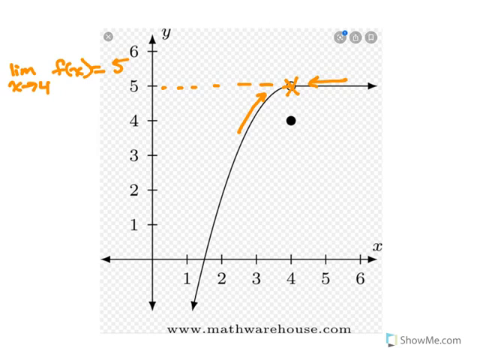Even though the function evaluated at 4 is not 5, what would it be? 4. It would be 4. It would be where we have the filled in dot. Okay, so these are two different things. It's not where's the function defined, it's what does it appear to be from the left and the right.